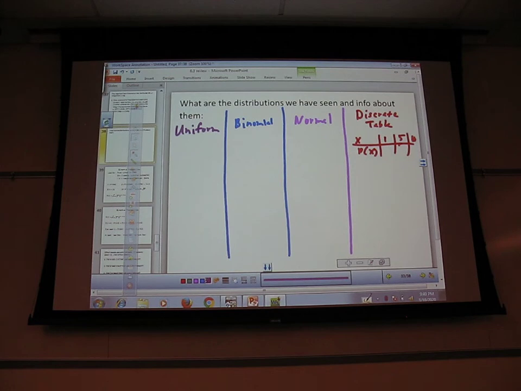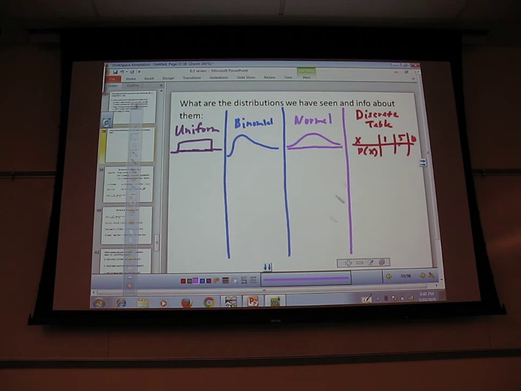Uniform, what does that look like picture-wise? Like a rectangle, right? The box. Binomial, anybody remember what binomial looks like? Depending on what your P is, it'll be really skewed off this way, or it might be skewed off the other way. Normal? Bell curve. Good. Everybody okay with those parts?